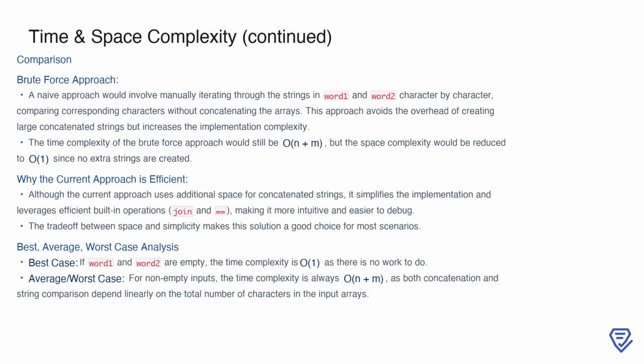This simplifies both implementation and debugging. Considering best, average, and worst cases, the time complexity remains n plus m for non-empty inputs, as concatenation and string comparison scale linearly with the input size. In the best case, where both arrays are empty, the time complexity drops to 1, since no operations are performed. This makes the current approach both efficient and practical for solving the problem.